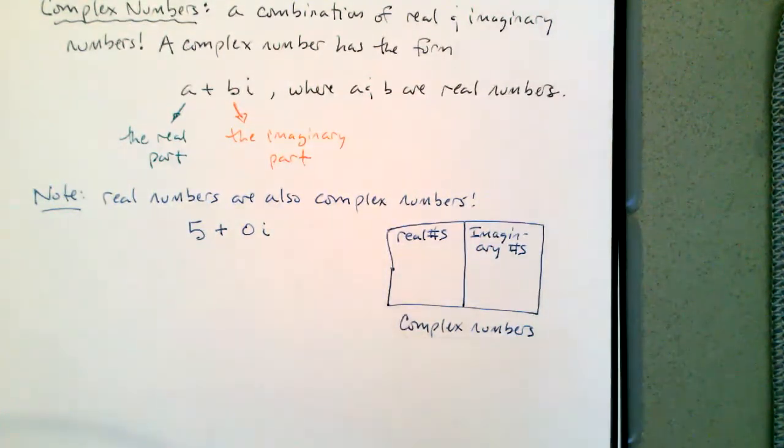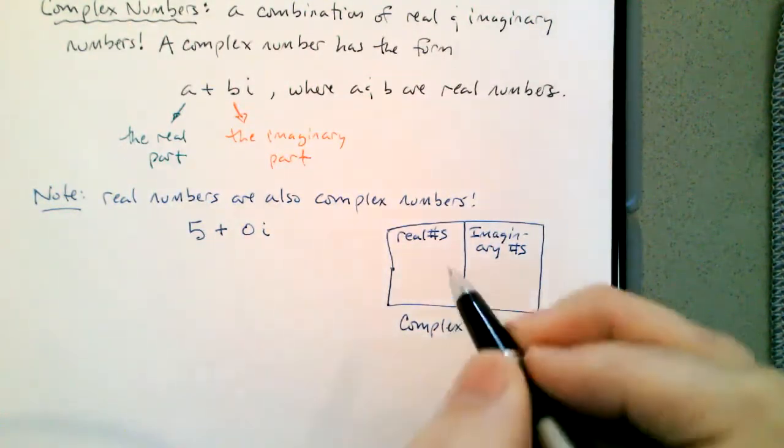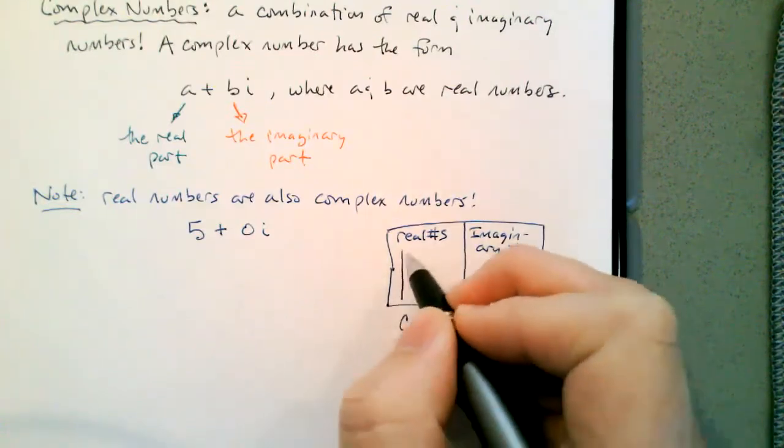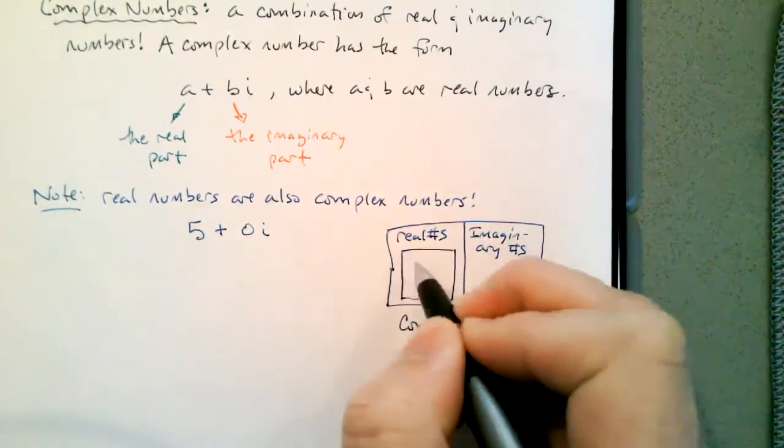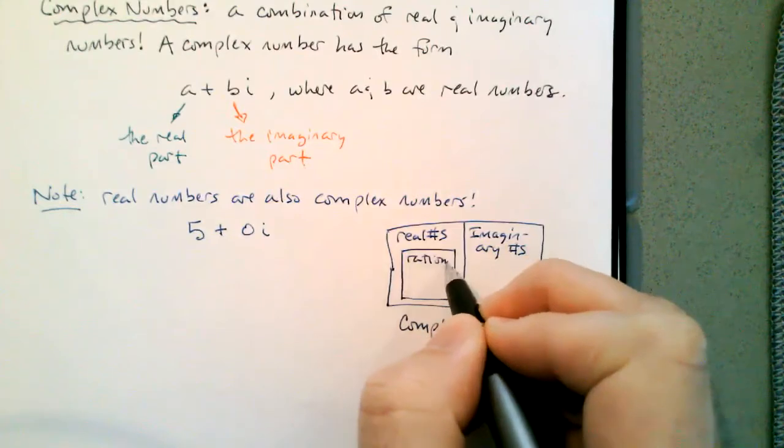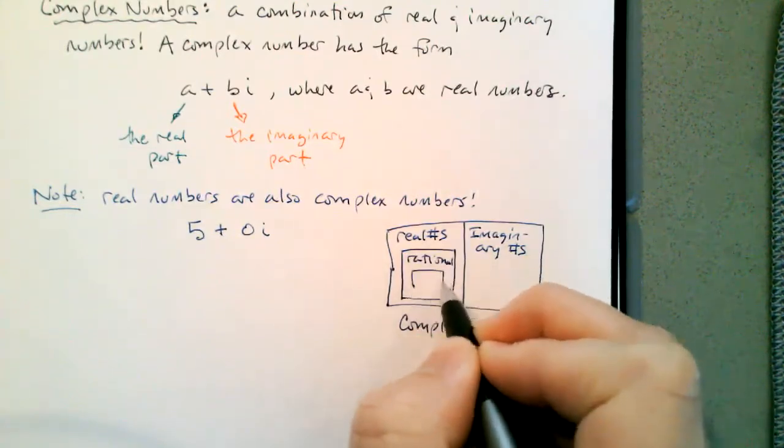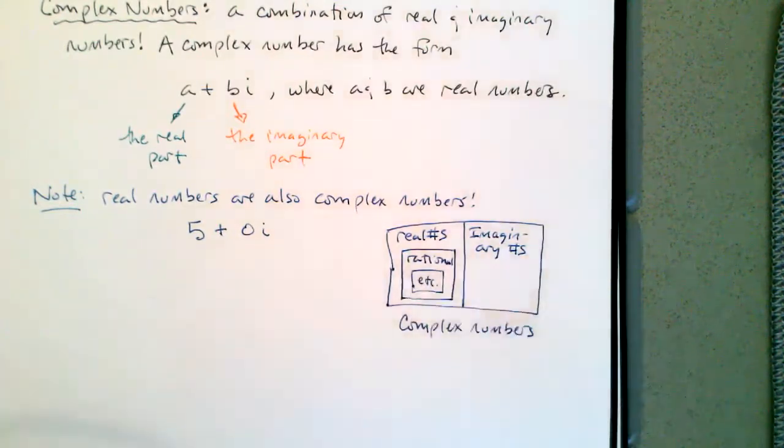And then inside the real numbers, we have our rational numbers and all our other subsets. So you've probably seen a picture like this before. We're just expanding the real numbers to include imaginary numbers, putting those together and calling it the complex numbers. Other than that, they kind of behave just like we would expect anything else to behave.